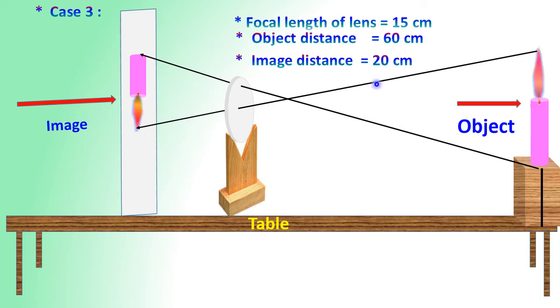Now let us study the properties of the image formed on the screen. Inverted, this is the inverted image, and diminished, smaller in size than the object, and real image.